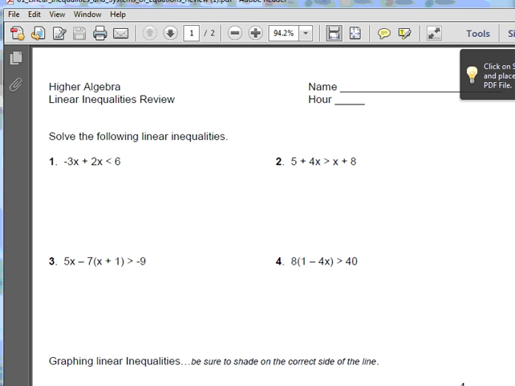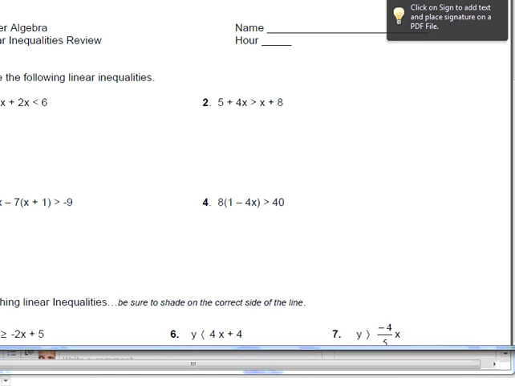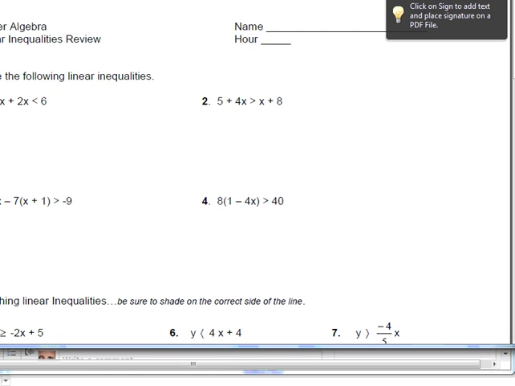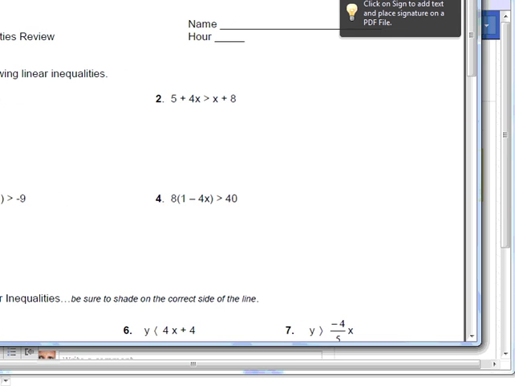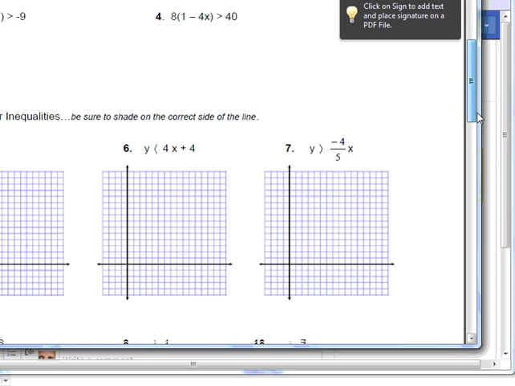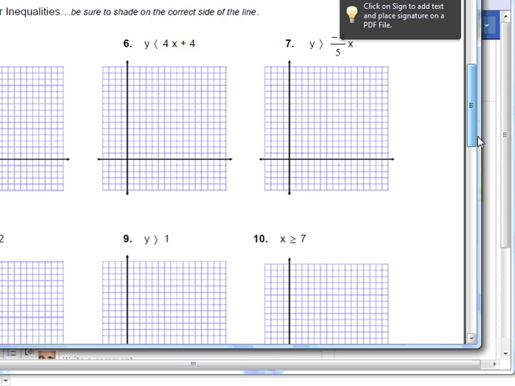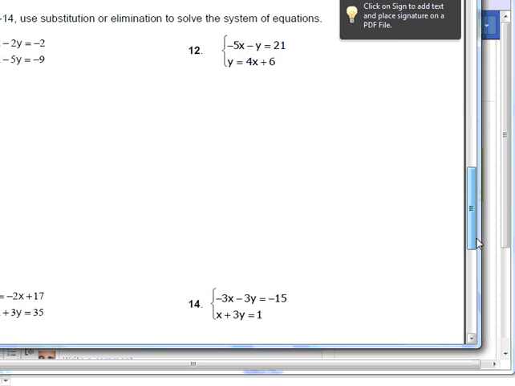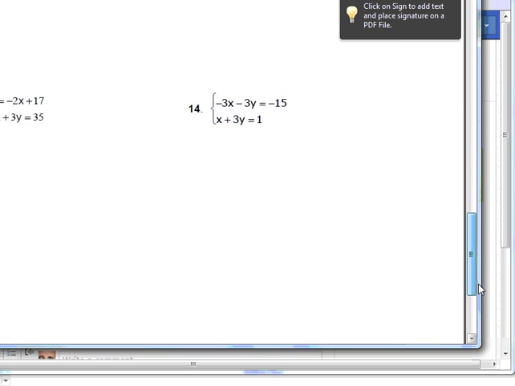All right, this basically just says solve these, get them down. The first ones are only x's, so it's really simple. Just solve those equations. And if you ever multiply or divide by a negative, make sure you switch the sign. In the next part of the assignment, it's graphing them, and just be sure as you're graphing them that you use a solid or a dotted line, and make sure you shade on the right side. And then the last kind are those substitution elimination ones that we talked about.